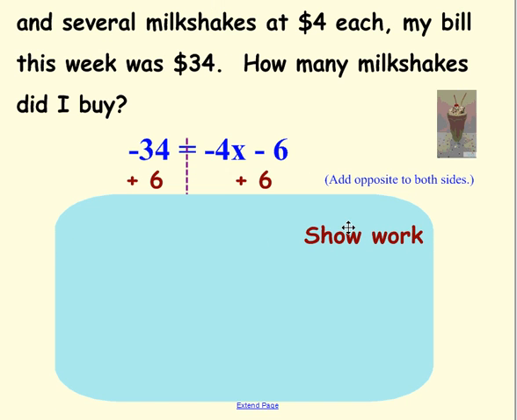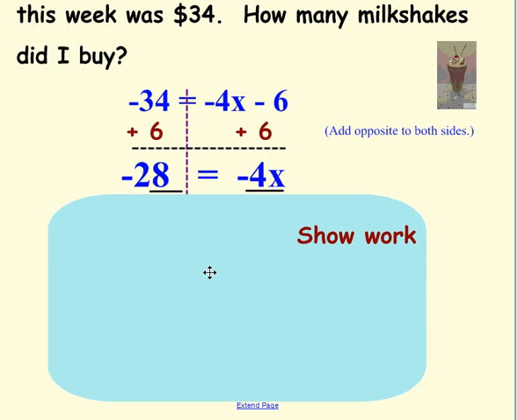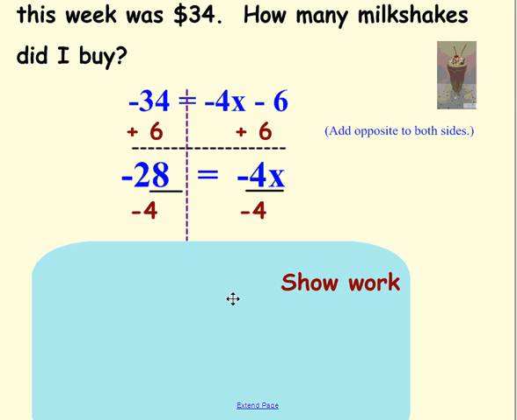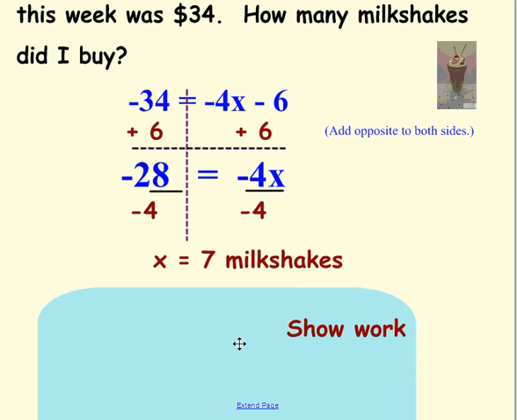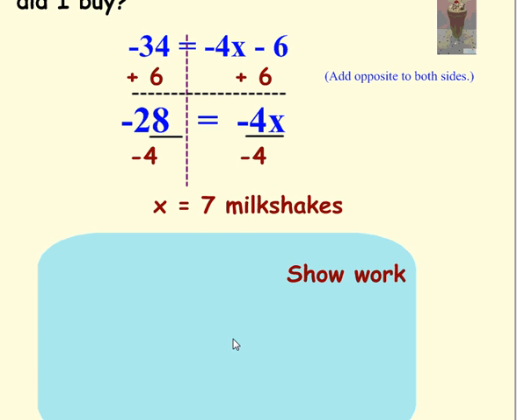So if you didn't even buy that sandwich, your bill would not be $34, it'd be a little bit less than that. So I'm going to add 6 to both sides. I'm going to get -28. This right here is multiplication. The opposite is, you got it, division, divided by -4. And you get an answer of 7. So that week in particular, you purchased 7 milkshakes.